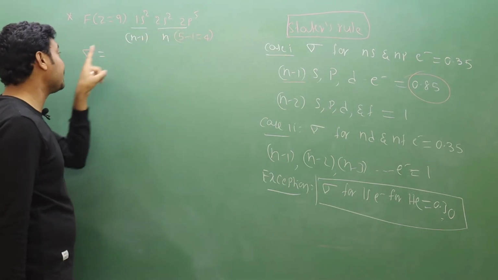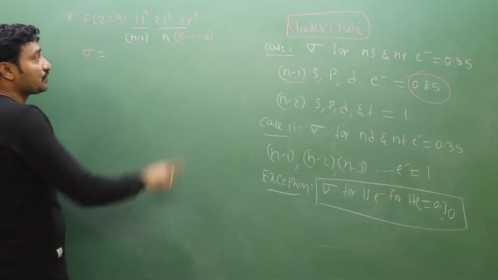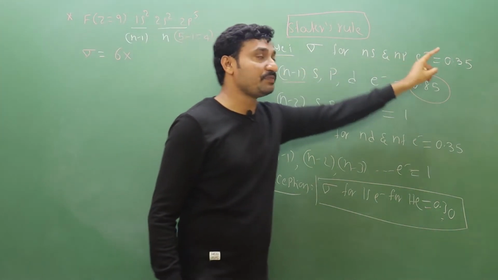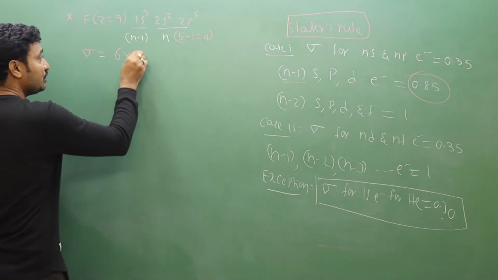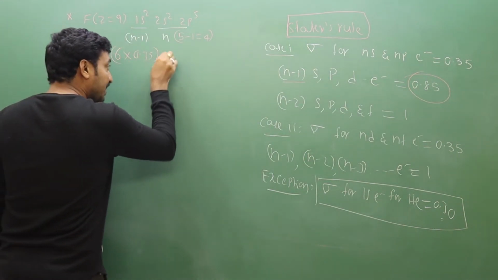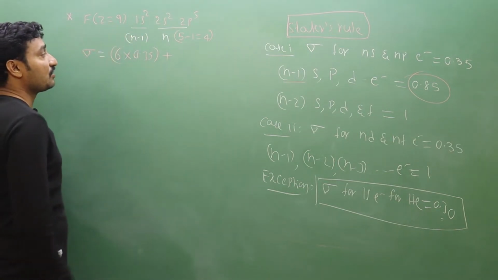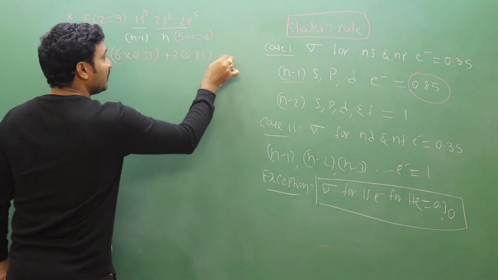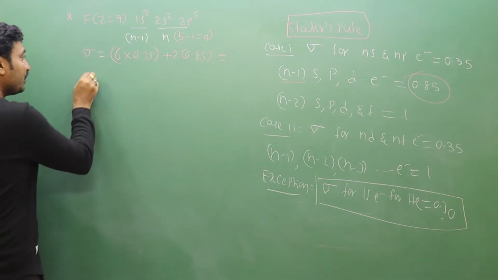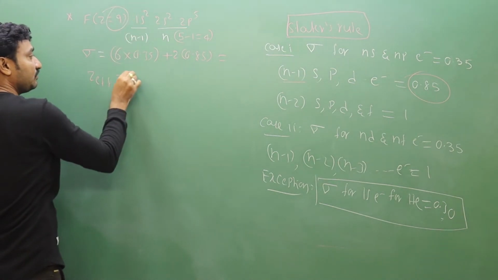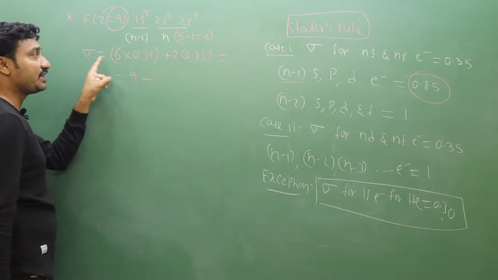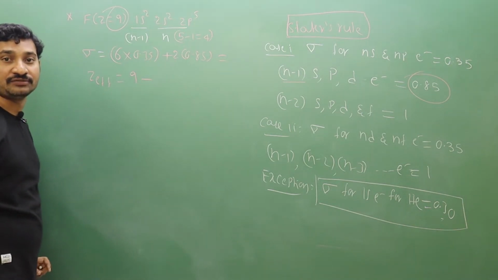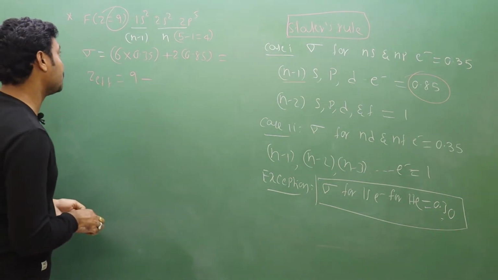For that electron, you calculate sigma. So total 6 electrons, right? 6 into each electron, ns and np, 0.35. So 6 into 0.35 plus n minus 1. How many electrons? 2 electrons, 2 into 0.85. Then you will get some value. Then how can you find Z effective? 9 protons minus sigma. You take that value, then finally you will get Z effective. And one more example.